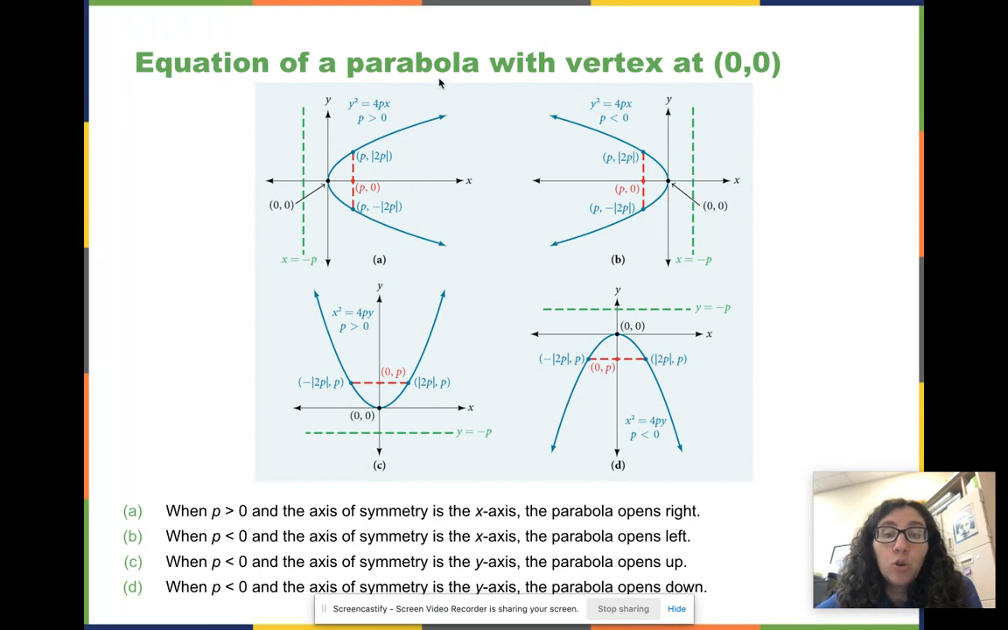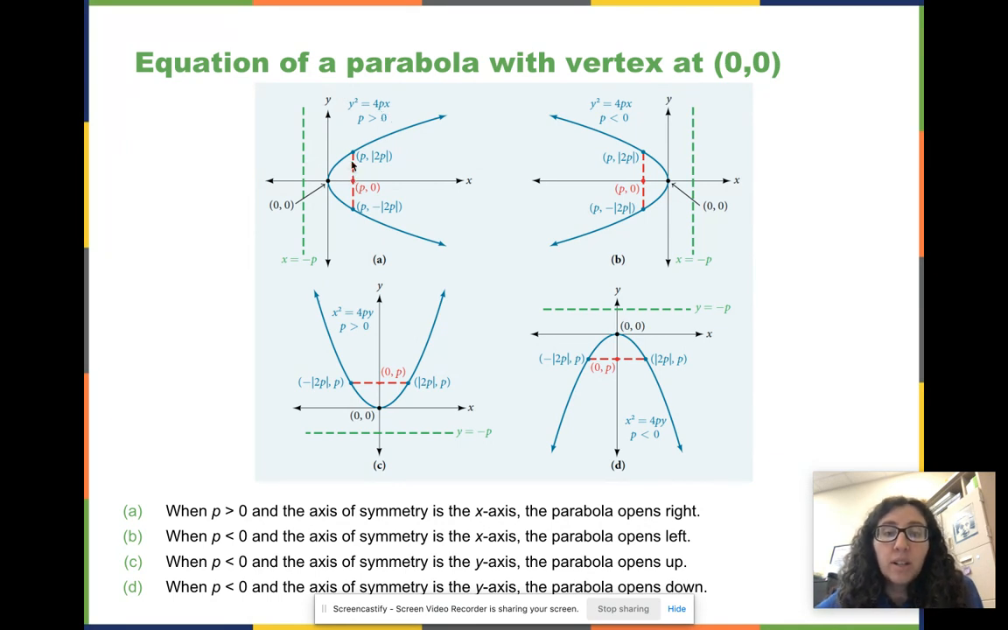How about if it's opening to the left or right? It's going to be very similar. We could rederive the equation, but it would turn out to be corresponding: y squared equals 4px. Here, x squared equals 4py. y squared equals 4px is if it opens to the right or to the left. This is if p is positive, and this is if p is negative. So, very similar equations.